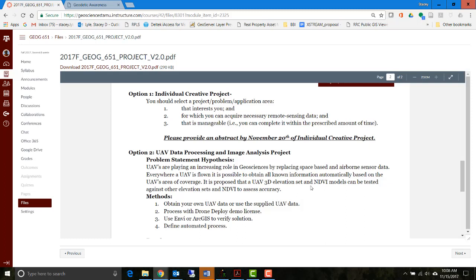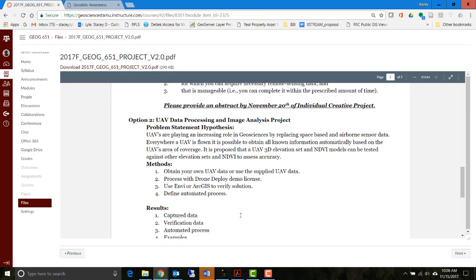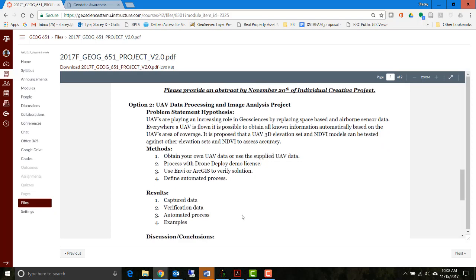The same can be done with the NDVI. So you'll obtain some UAV data, or I'll supply some to you. You'll process it with a demo license online and get that 3D model or that NDVI model. Then you'll use ENVI or ArcGIS to do the verification, subtracting the two data sets. And then you'll define somewhat of an automated process, like a model builder, how you see this happening.